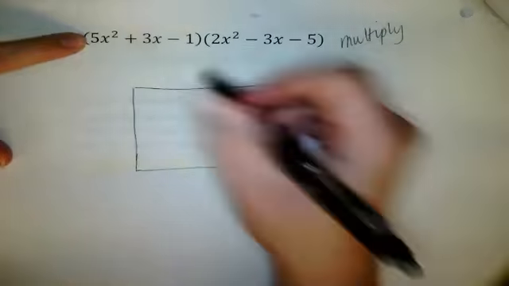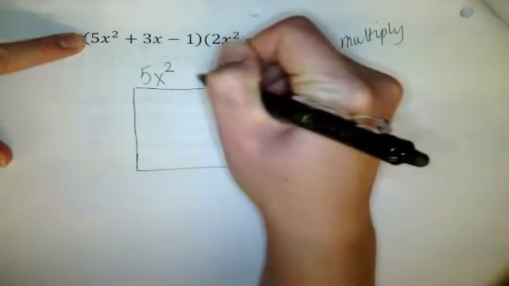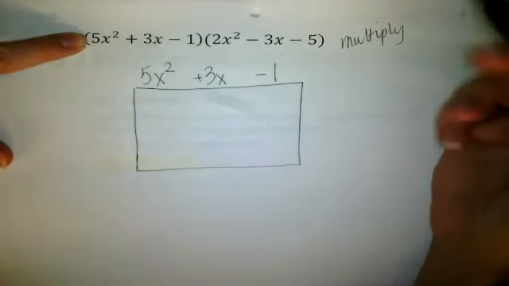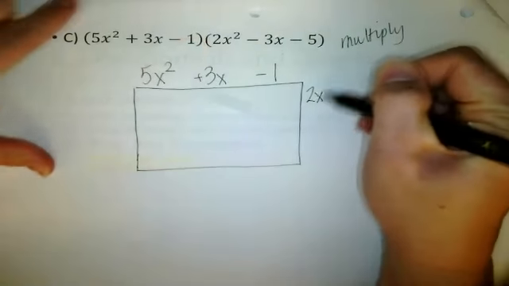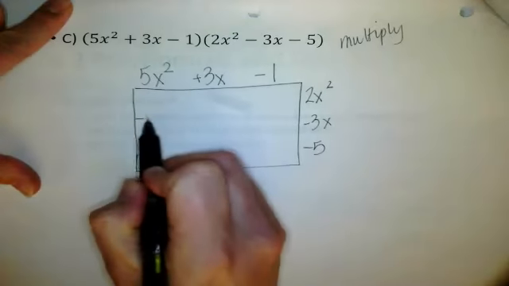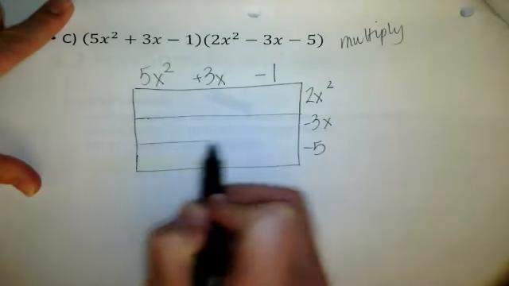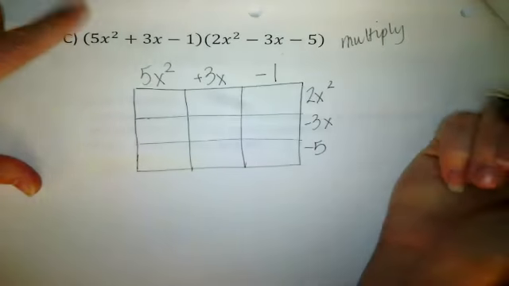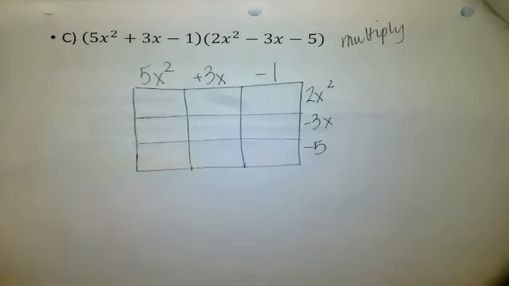I'm going to go ahead and just write my terms. 5x squared plus 3x and a minus 1 along the top. And then 2x squared minus 3x and a minus 5 along the side. Because when you multiply, multiplication is actually just finding area. So that's what we're doing. We're finding the area when we multiply 2 things together. And so we really just need to fill in all the little areas.